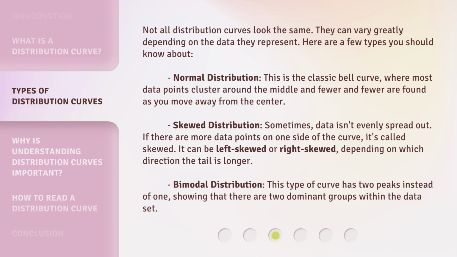Skewed distribution. Sometimes, data isn't evenly spread out. If there are more data points on one side of the curve, it's called skewed. It can be left skewed or right skewed, depending on which direction the tail is longer. Bimodal distribution. This type of curve has two peaks instead of one, showing that there are two dominant groups within the dataset.